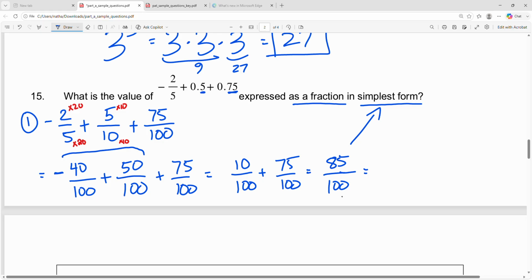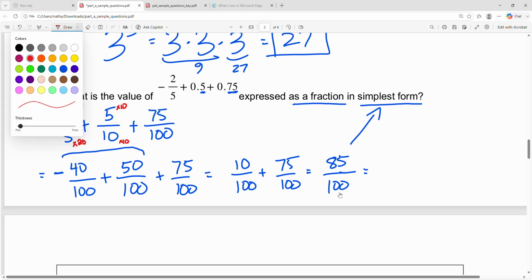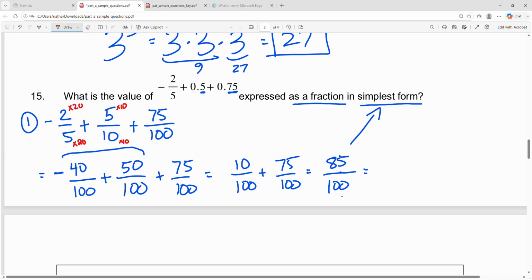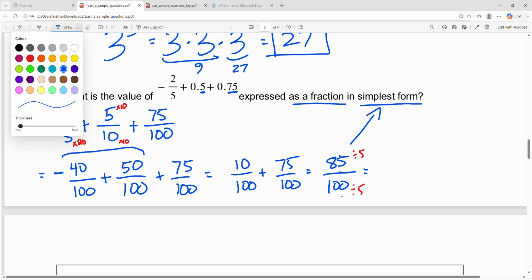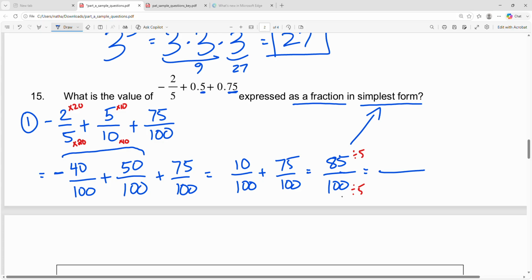So we want to try and divide top and bottom by something that will divide into both. So the easy first one I can see is that anything that ends in a 0 or 5 we know is divisible by 5. So let's reduce that. Okay, so we've got 100 divided by 5. Well, that's easy because we just said 5 times 20 was 100. So 100 divided by 5 is 20. And what about dividing 85?